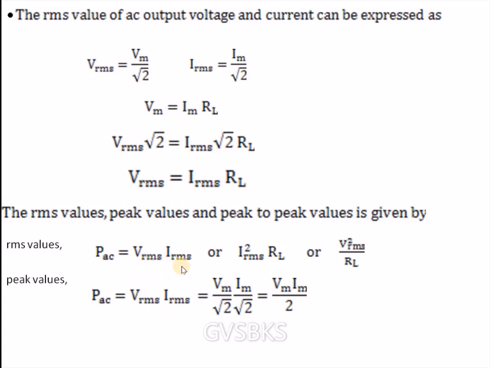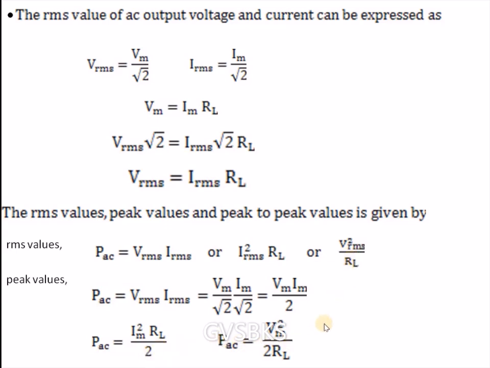If you take only Vrms into Irms value, we already derived it. So PAC is equal to Vrms into Irms. Vrms is equal to Vm by root 2. Irms is equal to Im by root 2. So root 2 into root 2 is 2. Therefore PAC is equal to Vm Im by 2. In terms of I square RMS RL, the Irms can be written as Im by root 2. Therefore, I square RMS becomes Im square by 2.